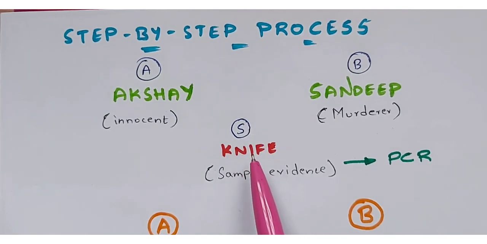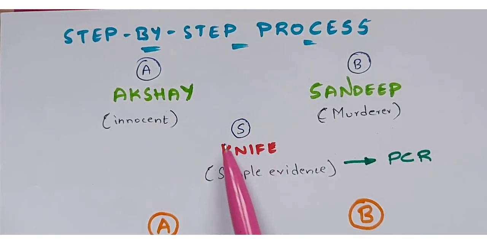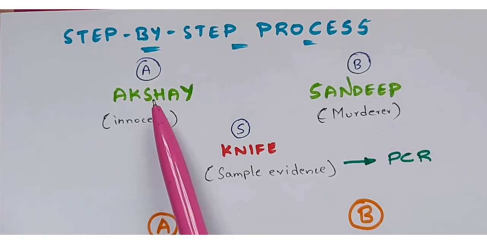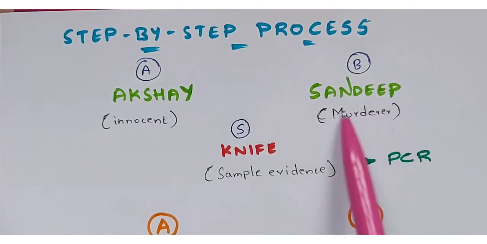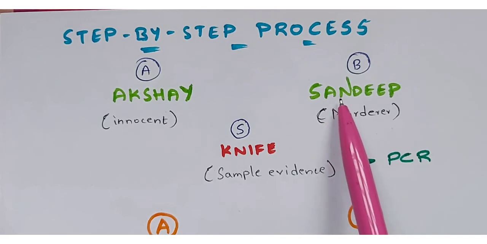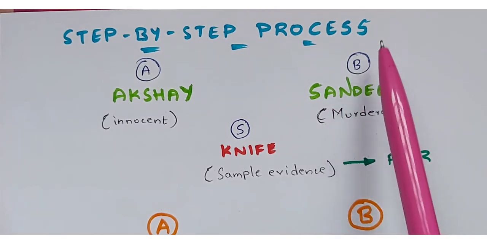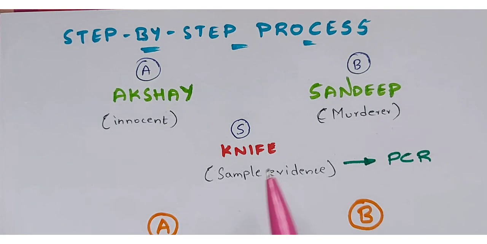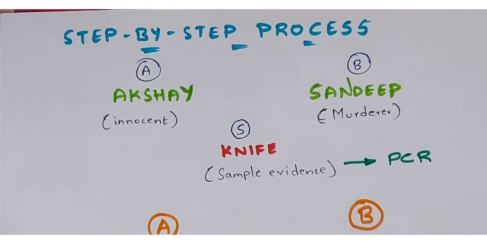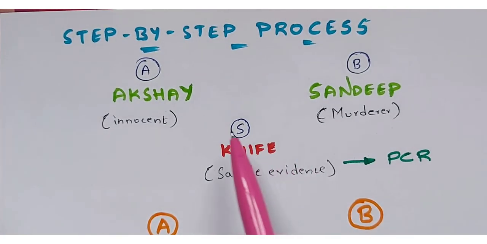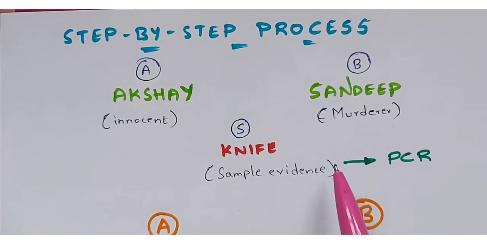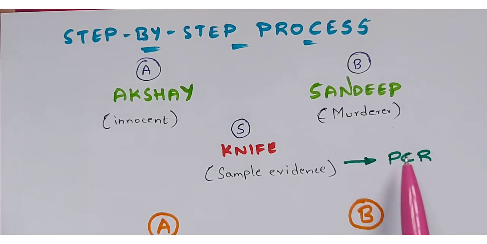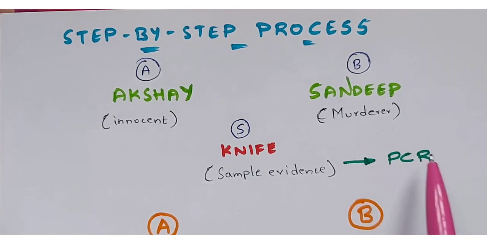The DNA sample which is collected from the knife will be indicated with S, and the DNA sample which is collected from Akshay will be indicated with A. In a similar way, the DNA sample which is collected from Sandeep will be denoted as B. And here, one of the most important things you have to remember is that once the DNA sample is collected from the knife, it should undergo the process of PCR. If you want to know more information about PCR, the link will be provided in the description box. Please check out the link so that you can understand what is meant by PCR.